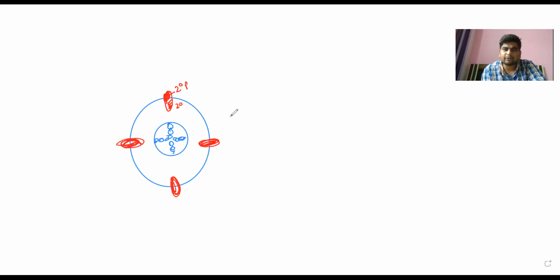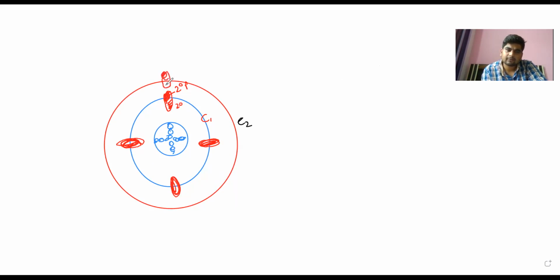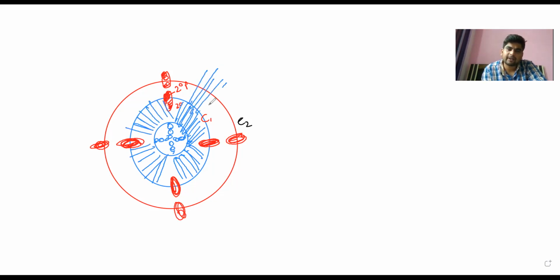Then again a new cambium. This was cambium 1. Then a new cambium appears, the C2, and it also forms bundles. Along with the vascular bundles, the cambium is forming parenchyma, storage parenchyma. So for C1, this complete region is parenchyma. Again by C2, this complete region is parenchyma.